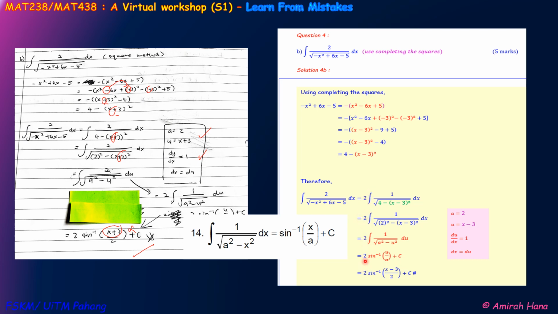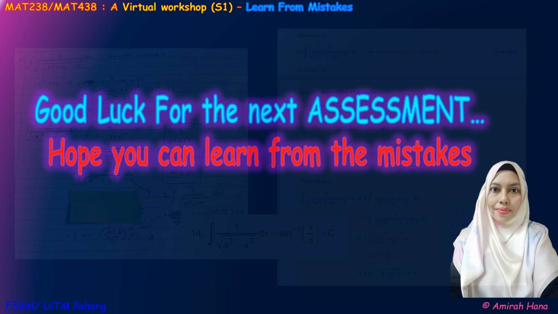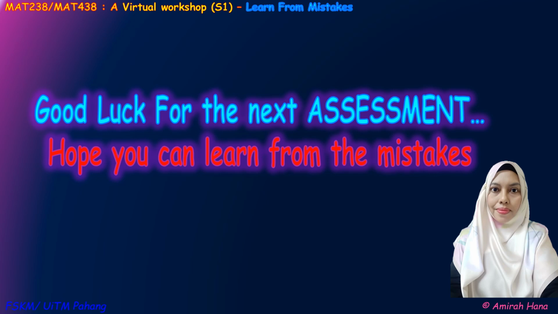Okay. And then we have 2. And then inverse sin U replace balik. X minus 3 over A kita adalah 2. And then plus C. So this is the final answer after we integrate this using completing the square method. Alright? Boleh? Good luck for the next assessment.